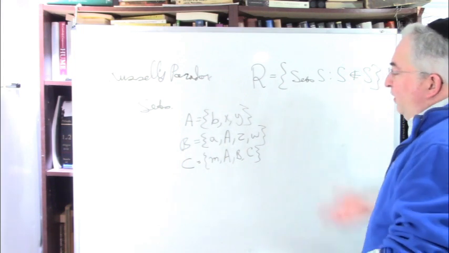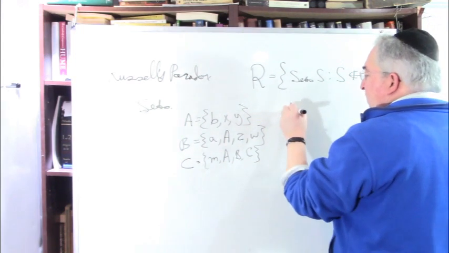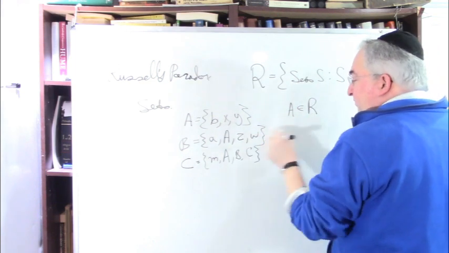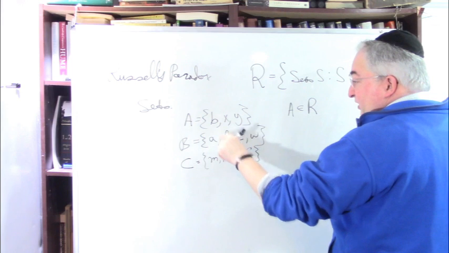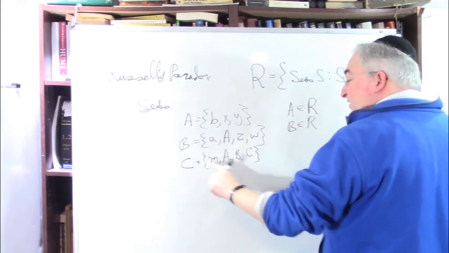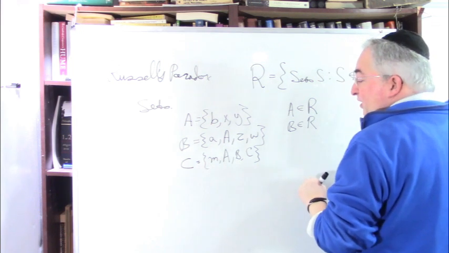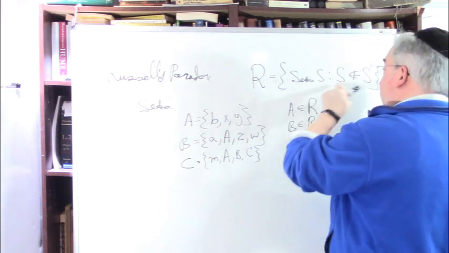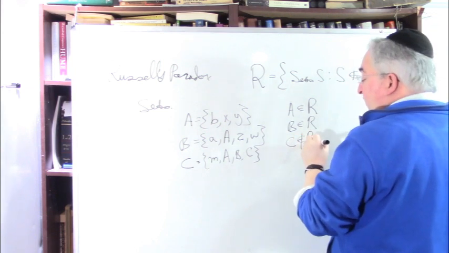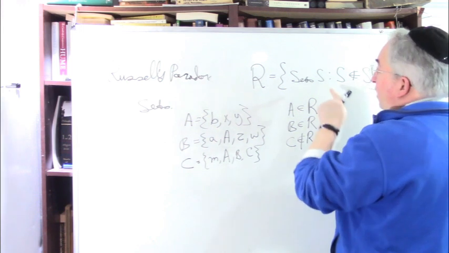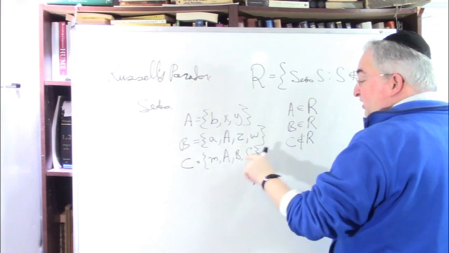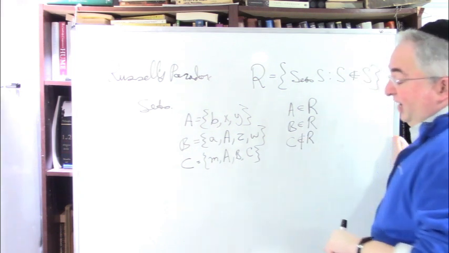And so, for example, let's say A does not contain itself. So A is a member of R. B does not contain itself. It contains another set, but it doesn't contain itself. So we say B is a member of R. As opposed to that, C does contain itself. And so we say C is not a member of R, because it does contain itself. So this is the Russell set. This is only the sets that don't contain themselves, and C does contain itself, therefore it's not in R.